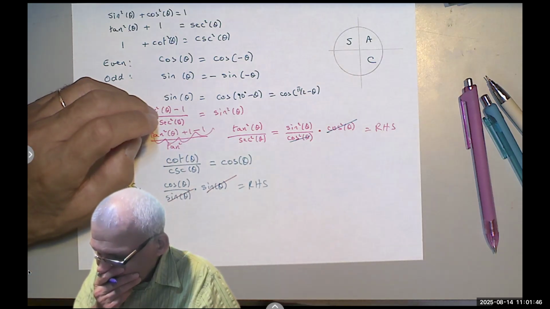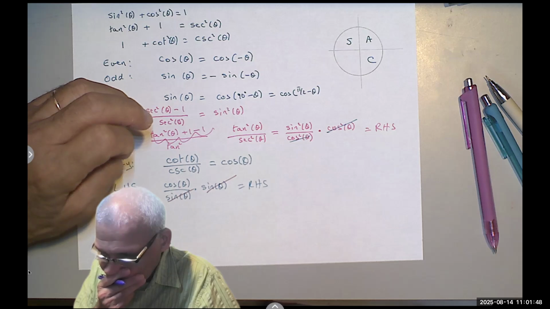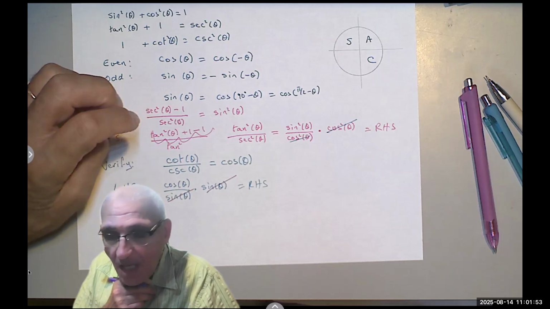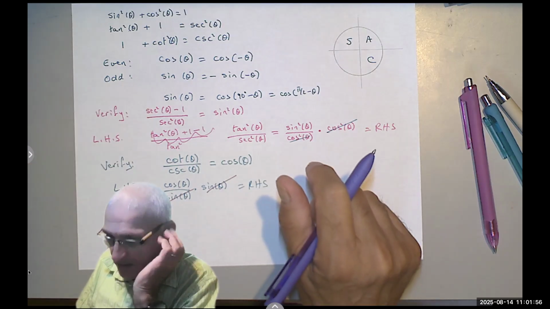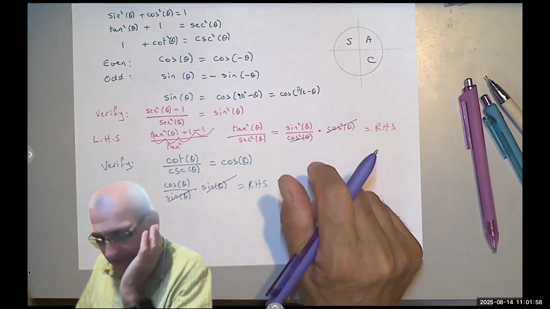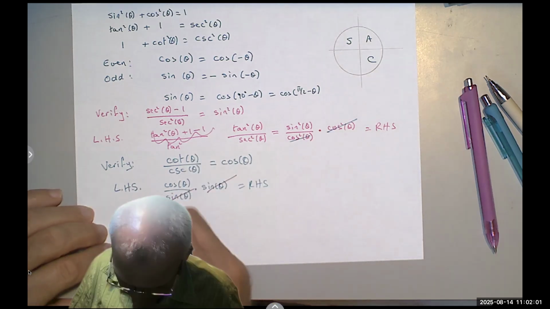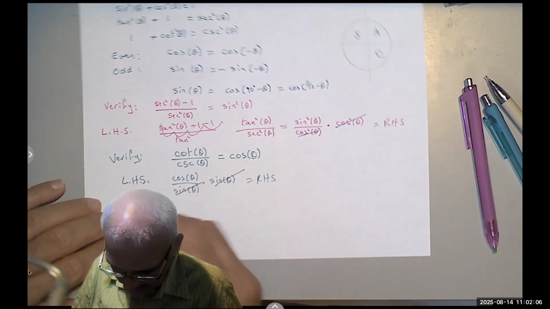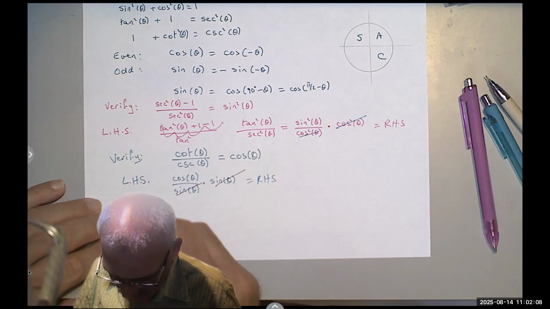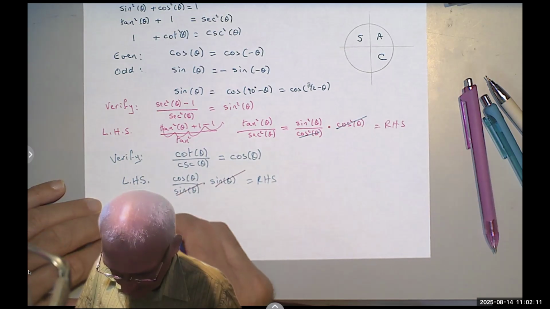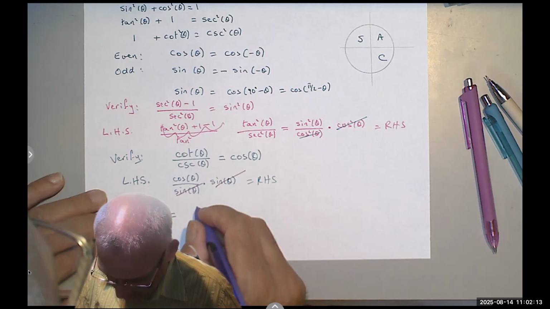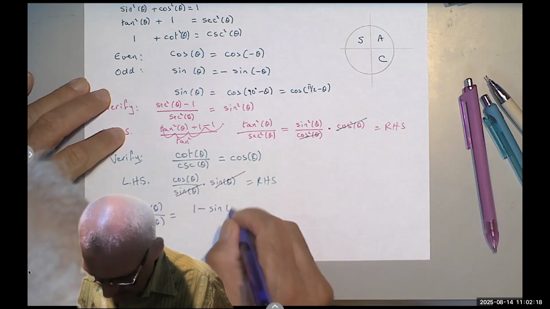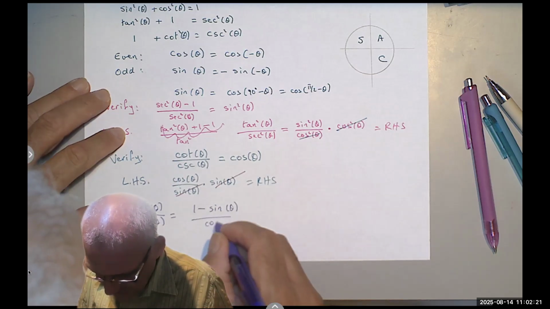Okay. Let's take another one. Let's verify also that cosine of theta divided by 1 plus sine theta equals 1 minus sine of theta over cosine of theta.